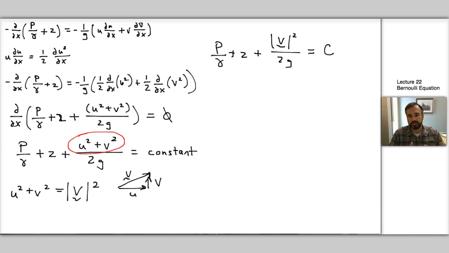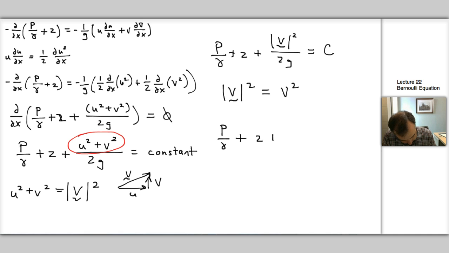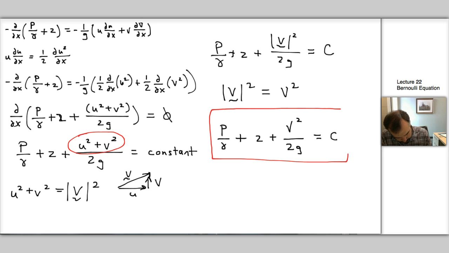We're going to say that the magnitude of the velocity vector squared is just equal to v squared. So just capital V squared. Write that out one more time. We get p over gamma plus z plus v squared over 2g is equal to a constant c. And this right here is the Bernoulli equation, okay?